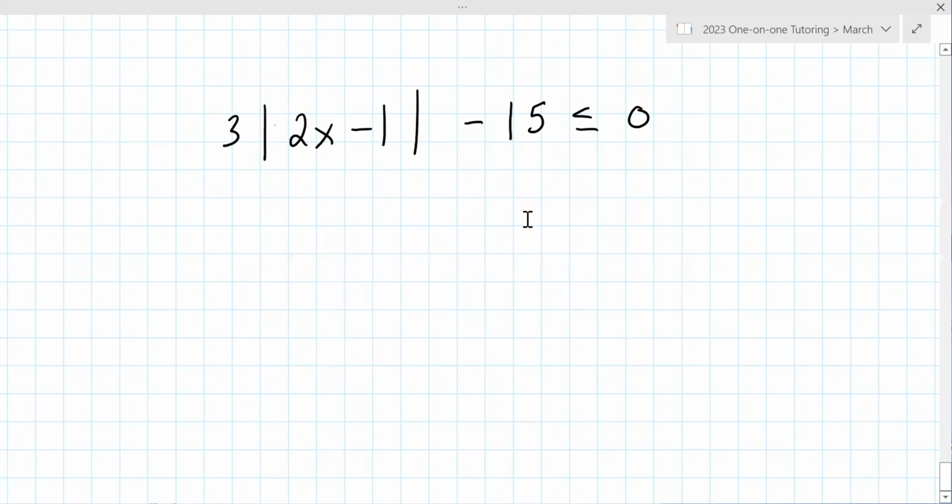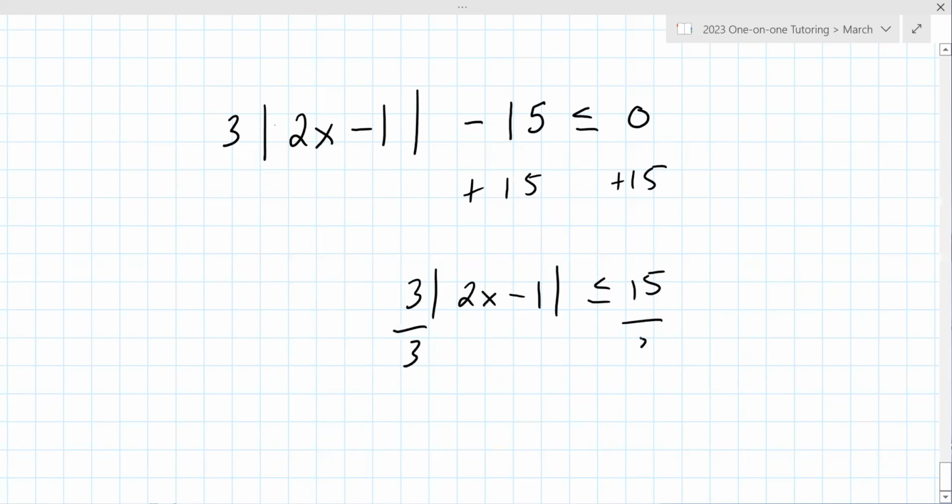Okay, so tell me what you did first. Give me your first step. I did plus 15. Good. So that's 3 absolute value 2x minus 1 less than or equal to 15. What is the next step? Then I divided by 3. Okay, I'm hearing all the right things.